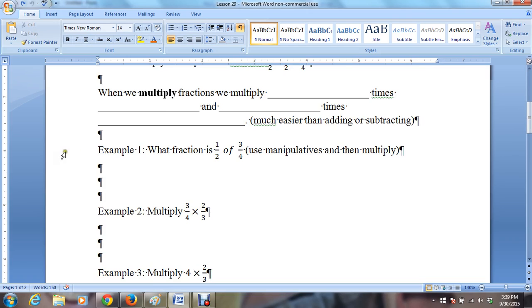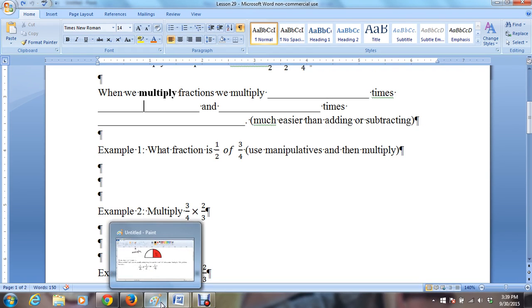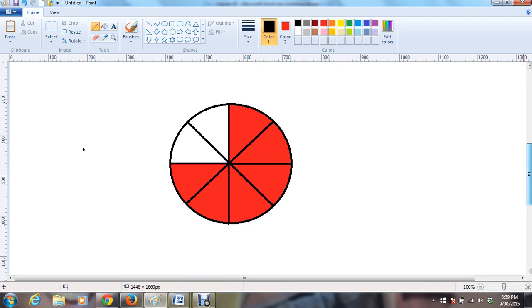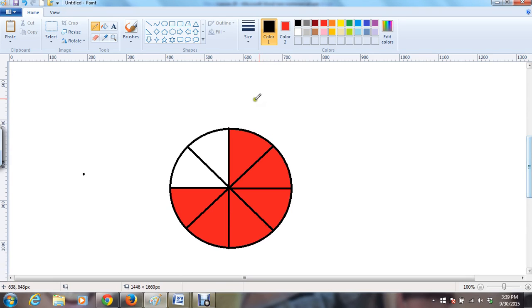All right. Now, if we wanted to find out what fraction 1/2 of 3/4 is, then what we could do is we could first of all do it by looking at our circles. So we're going to try to find 1/2 of 3/4. What does that mean? All right, well, this circle, 3/4 of it are shaded. Okay, there's 1/4 here, and then 1/4 here, and 1/4 here.